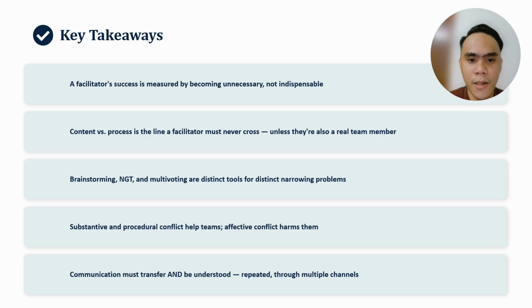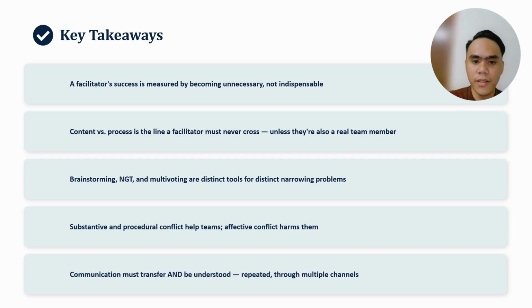Fourth is that substantive and procedural conflict generally helps teams reach better outcomes. So differing views on consensus and negotiating how the group runs are signs of health, not dysfunction. And affective or interpersonal conflict is the kind that actually harms teams. It's worth learning to tell the difference in the moment, since all three can look similar on the surface, as a simple disagreement.